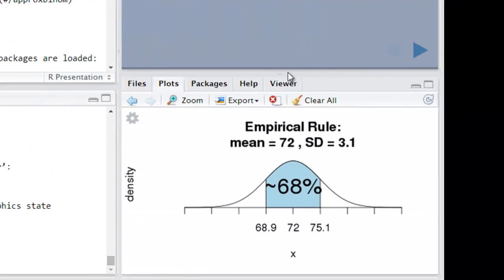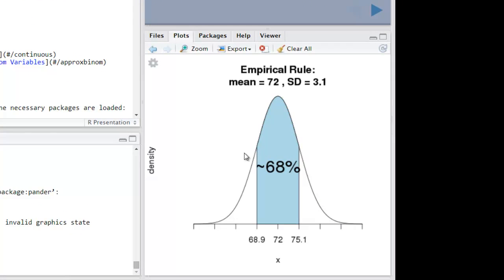And in your plot window, you should have something like this pull up. So you're dealing with the 68-95-99.7 rule here. Now, it's listed as the empirical rule. That's just another name for it. We're calling it the 68-95-99.7 rule in this class, but you'll probably hear it referred to as the empirical rule as well. So we have set the mean to 72, we've set the standard deviation to 3.1, and we have this nice normal curve here. Notice it's centered at 72.